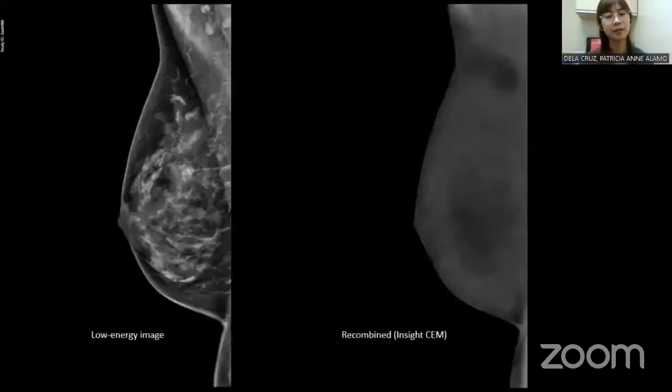So another example here is a normal breast. The low energy image shows a dense breast. Then in the recombined image, there is no uptake in any part of the breast. That leads to a normal result in CEM.